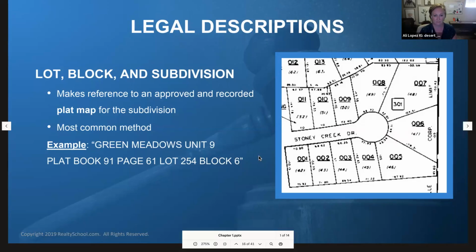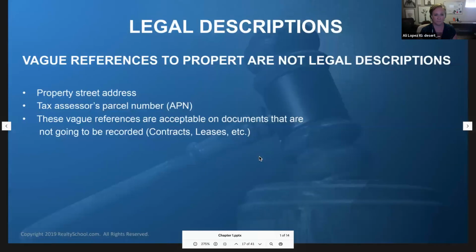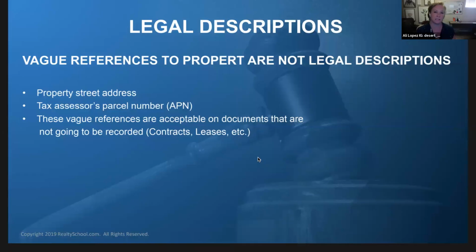All right, we talked about the government powers for your land. Here are the vague references to property, which are not considered legal descriptions. You can use the vague references on contracts, but when it comes to recorded documents, you have to include the legal description. A contract is not considered a recorded document. A tax bill is not considered a recorded document. A tax lien is a recorded document. So you can include the property street address, which you'll have on your contracts, and your tax assessor's parcel number. These vague references are acceptable on documents that are not going to be recorded.